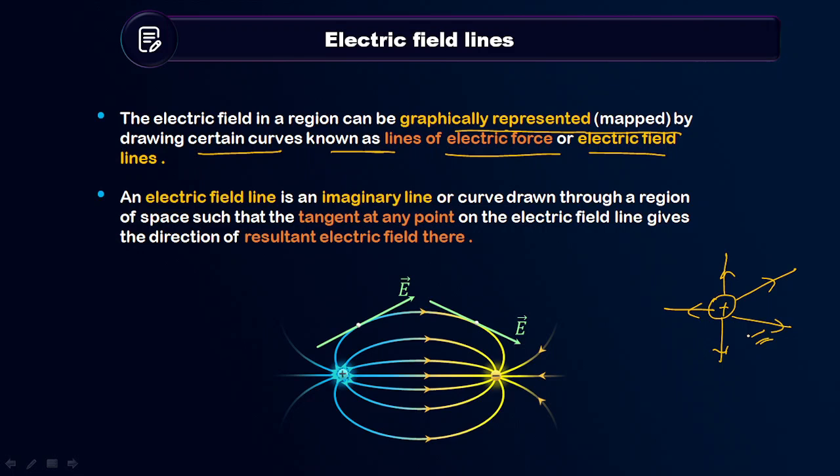Now in reality, if such a particle is there, there are no lines around the charged particle, right? But we consider these as imaginary lines that represent the direction of electric field at that point. Suppose these are lines. So here, what will be the direction of electric field? It will be along the electric field line. Simple. So an electric field line is an imaginary line or curve drawn through a region of space such that the tangent at any point on the electric field line gives the direction of the resultant electric field there.